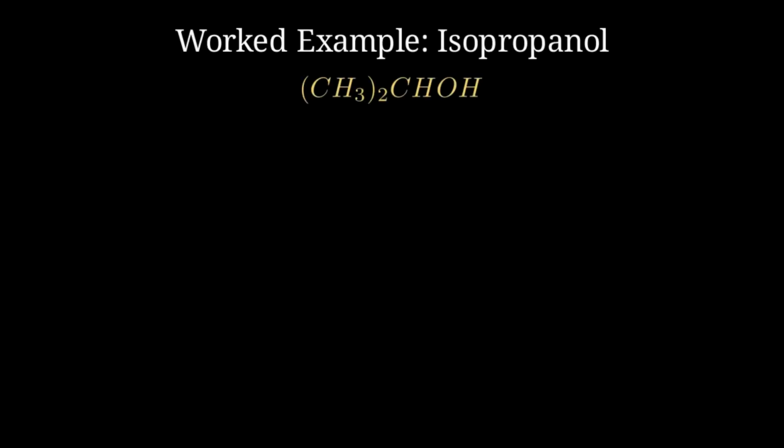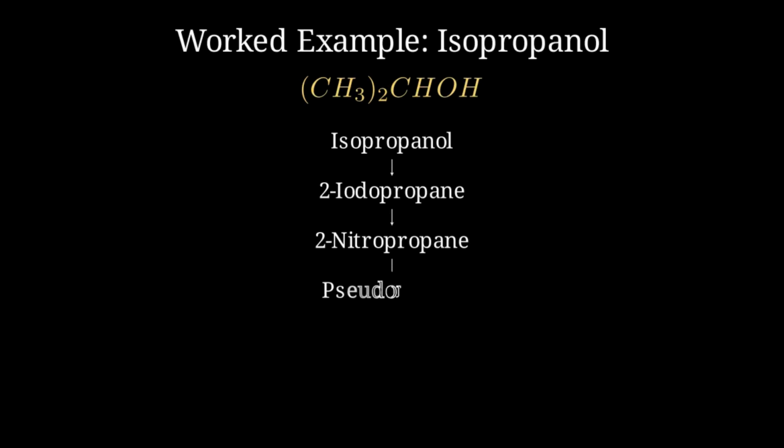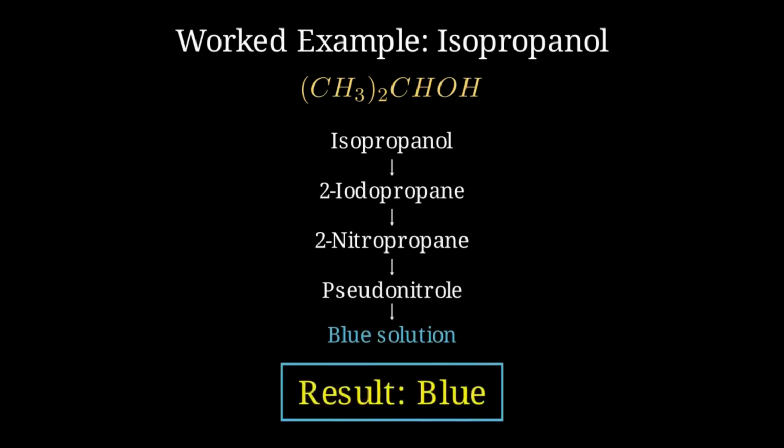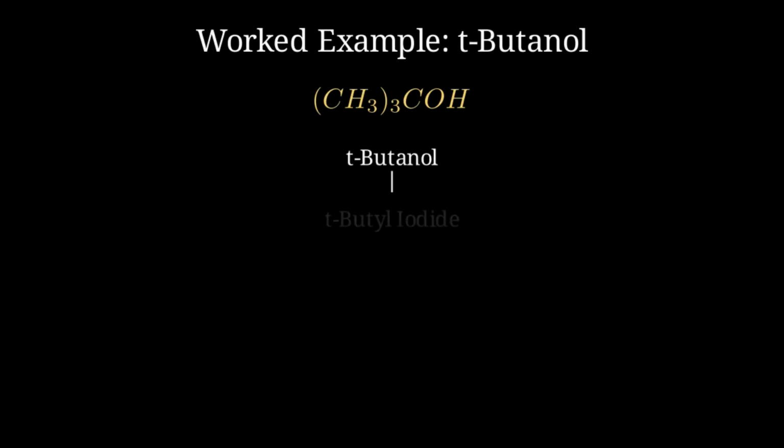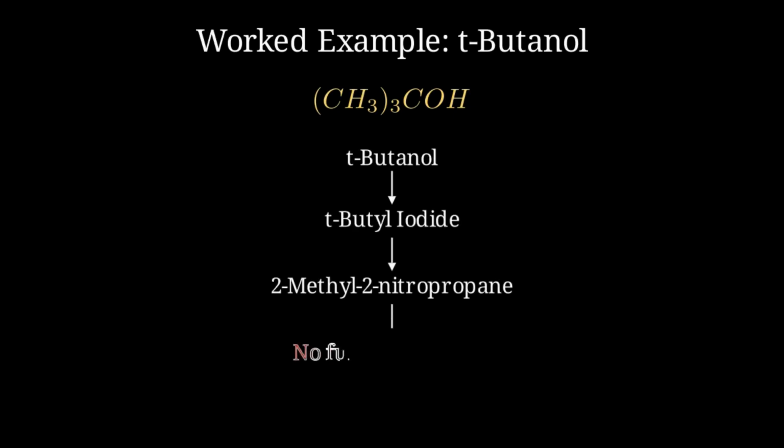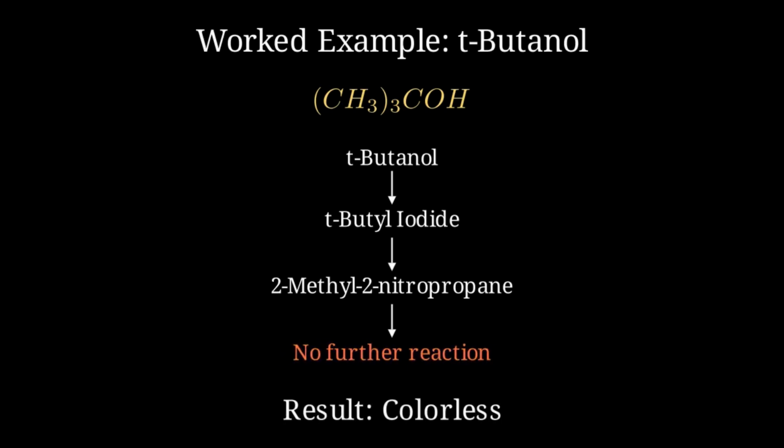Now consider isopropanol. As a secondary alcohol, it follows the secondary pathway. After treatment with nitrous acid and alkali, the solution turns blue due to the formation of pseudonitrole, identifying it as secondary. Lastly, tert-butanol. This tertiary alcohol forms a nitroalkane with no alpha hydrogens. It stays colorless when nitrous acid and alkali are added, proving its tertiary nature. This consistent logic makes the test highly reliable.